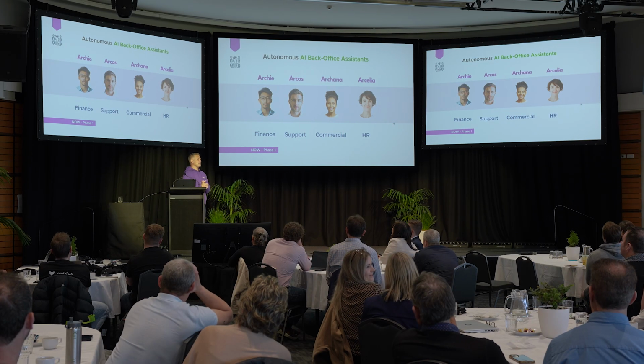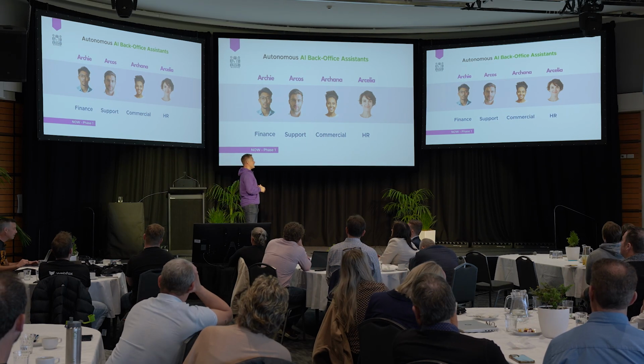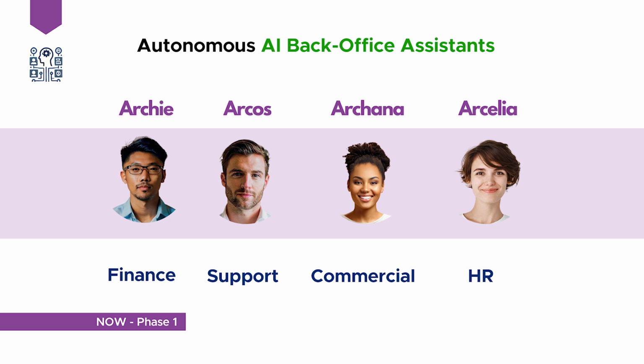So then finally, and this is what we have in market now, is autonomous AI assistants. Yes, I'd use the word assistant, not agent, which is good. And so we have a whole team of these on the way. The first one we have is Archie, who's in finance, helping with cash flow. But these are more high trust, right?